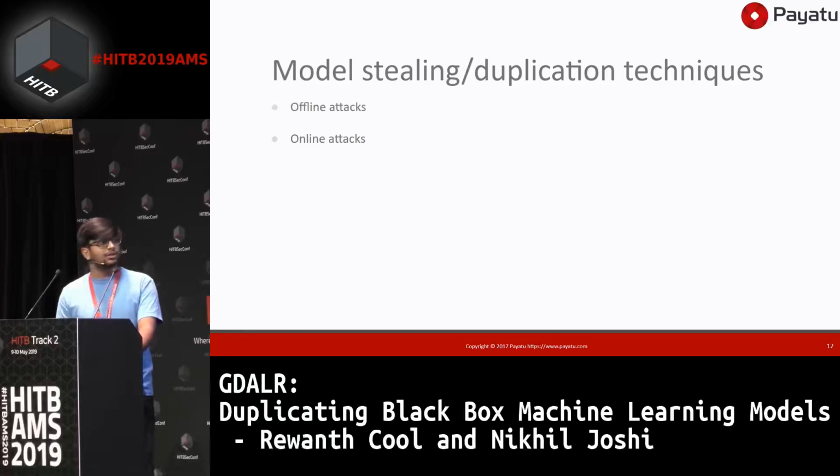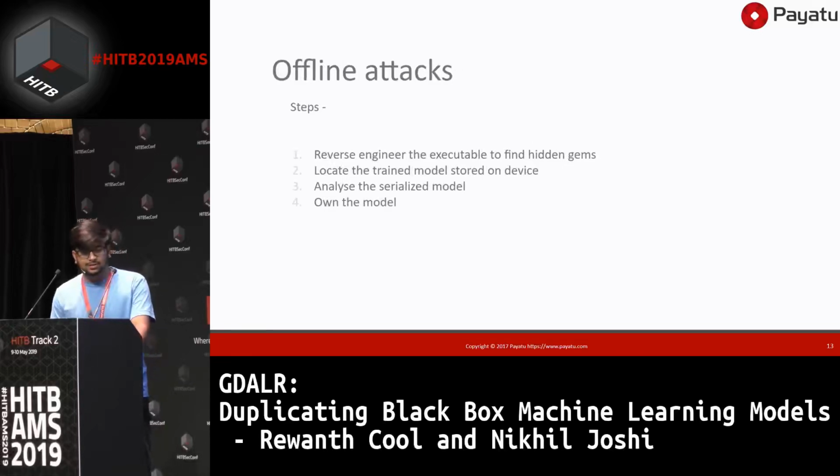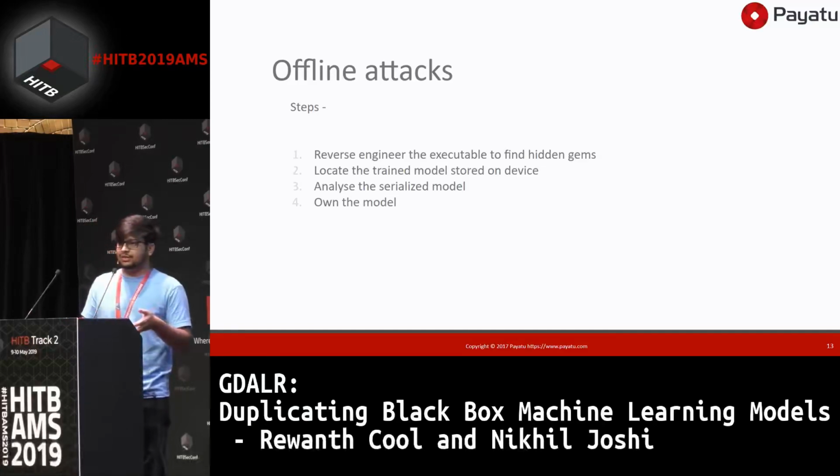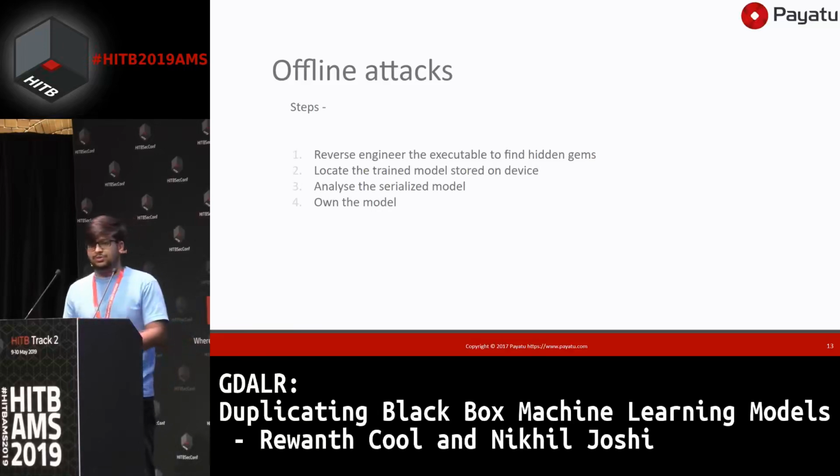In online attacks, the models are deployed to a cloud, and users are given API access to the cloud, and then users can query the APIs and get the predictions from that model. So this is how the offline attack works. You first reverse engineer the executable and get to know where the model is stored and what size of input the model accepts. Then you locate the trained model on the device. You learn about the model, what APIs have been used to develop it, and what frameworks have been used to develop it. Then you can get to know about the framework and use that model by yourself and make the model work for you.